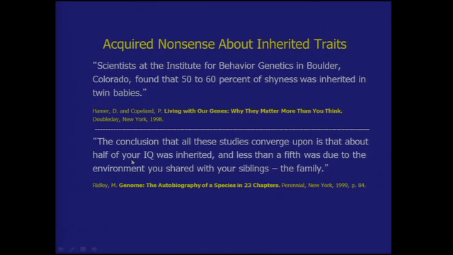Similarly, from this book by Matt Ridley, who's a very well-known science writer, and often thought of as reliable. The conclusion that all these studies converge upon is that about half your IQ was inherited, and less than a fifth was due to the environment you shared with your siblings and the family. Well, again, it isn't that half your IQ is due to genes. It's half of the variation in IQ in a population is attributable to genetic differences among the members of that population.